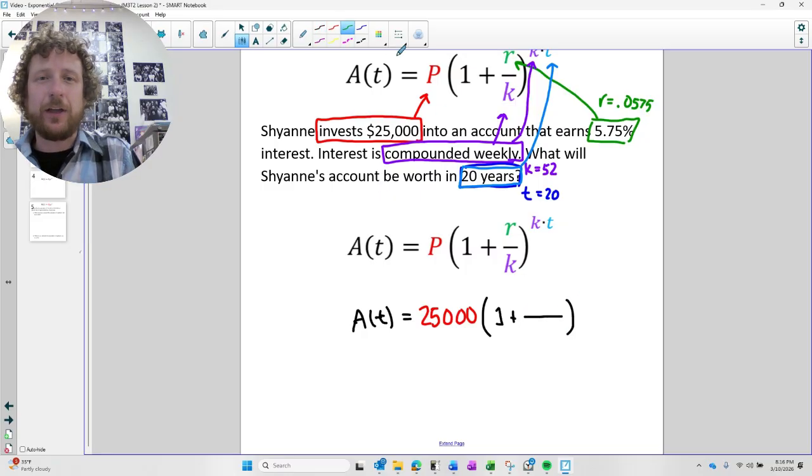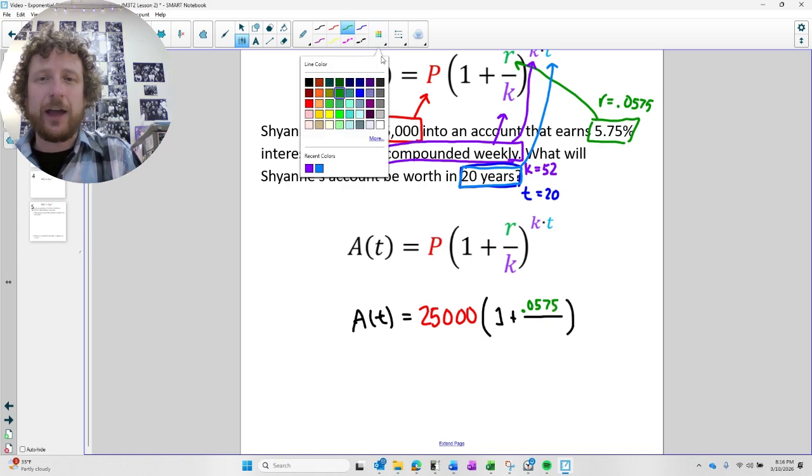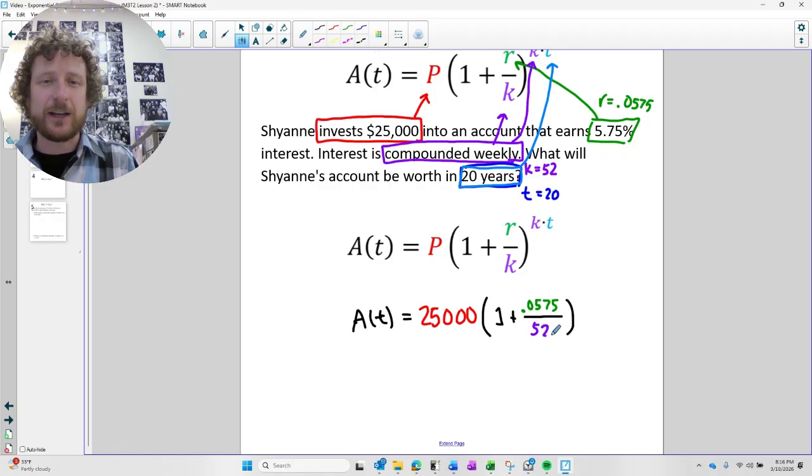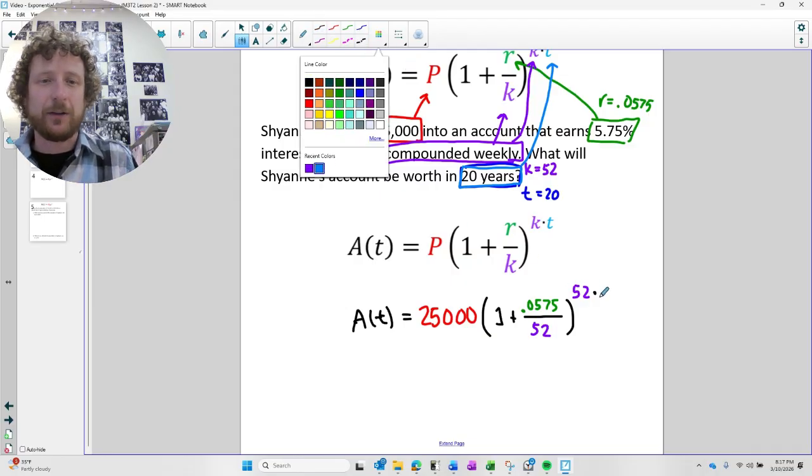Okay, I know that the rate is 0.0575. I know that the compounding periods were compounding weekly, which means it's 52 times a year. I put that in both K spots. And then I know this is for 20 years. So I put 20 up here.